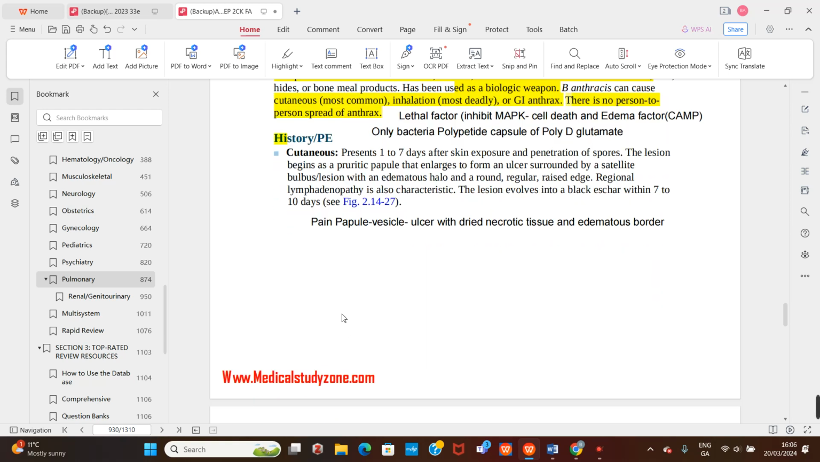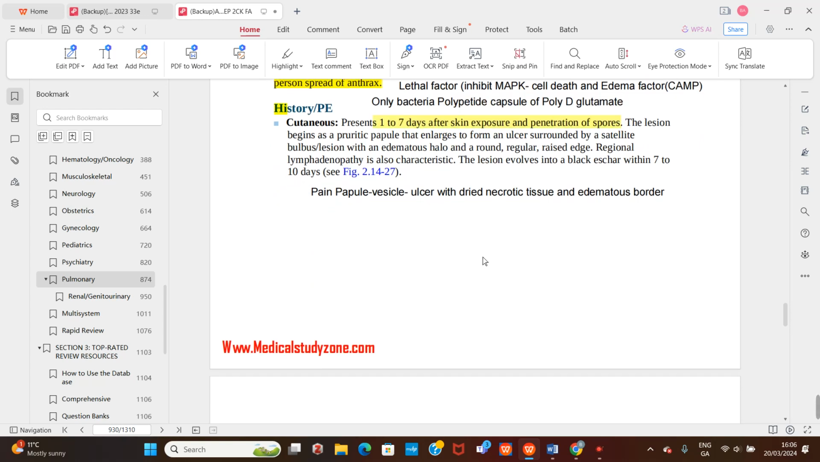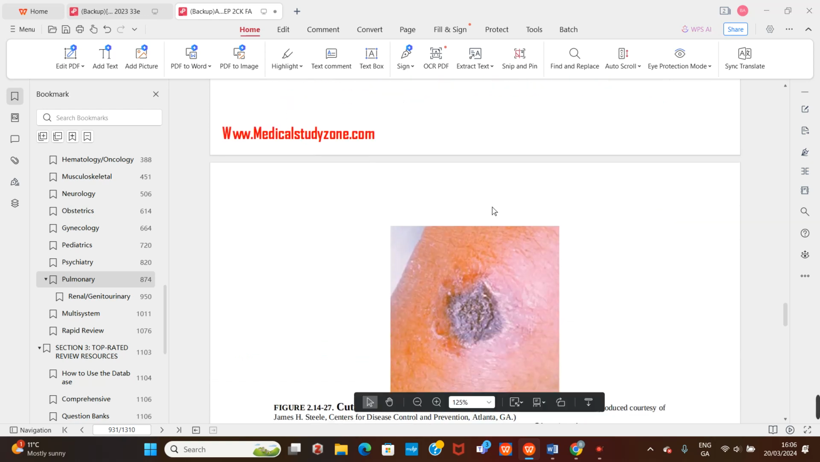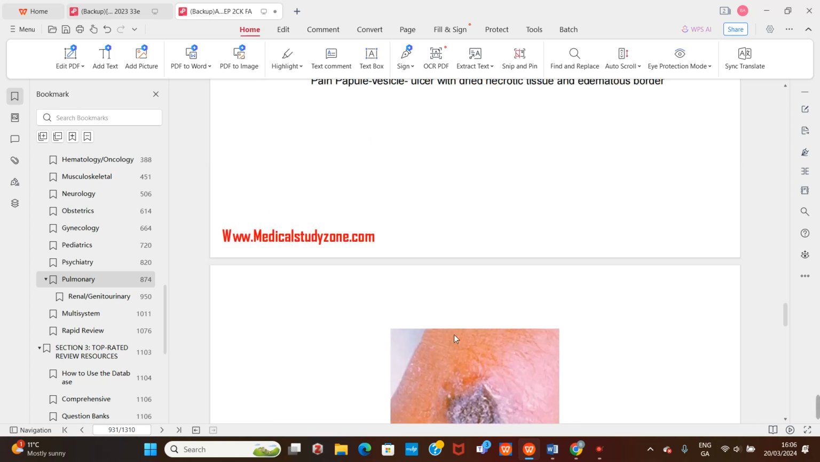So the cutaneous one usually follows the traumatic inoculation or penetration of the spore into the skin, and it classically has these ulcers. It usually starts as a painless purple lesion, and with time it progresses to form vesicles. The vesicles will ulcerate, and they will have a central necrotic center with a surrounding edematous border. So this is called the eschar.